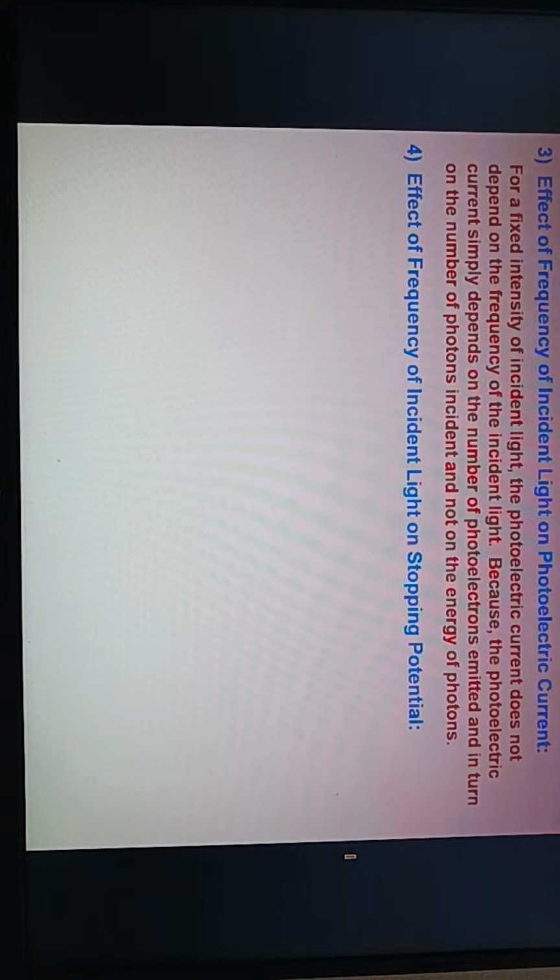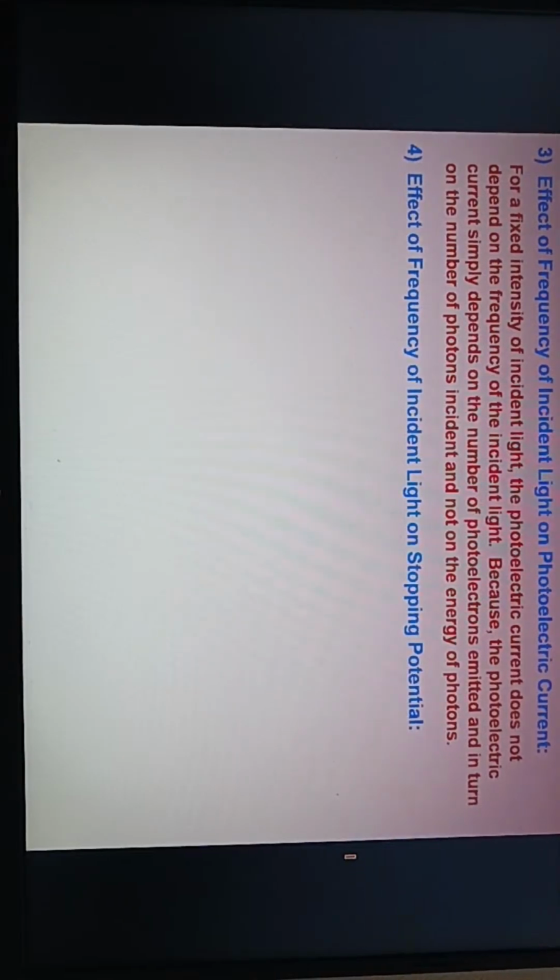So if I vary it, what will happen? Photoelectric current will increase. Yes, sir. You read once again, wrong. For a fixed intensity of incident light, the photoelectric current does not depend on the frequency of incident light, because the photoelectric current simply depends on the number of photons emitted, in turn the number of photons incident.